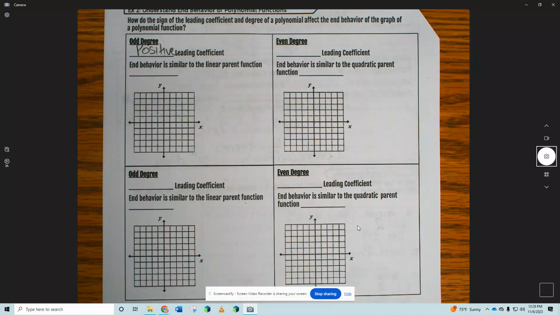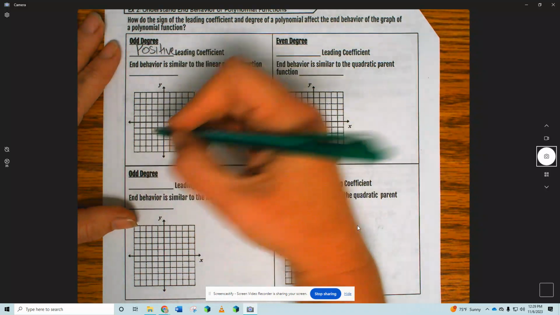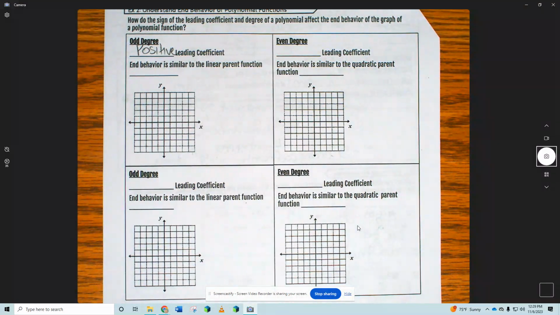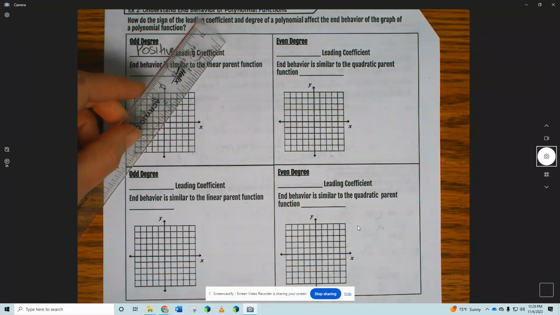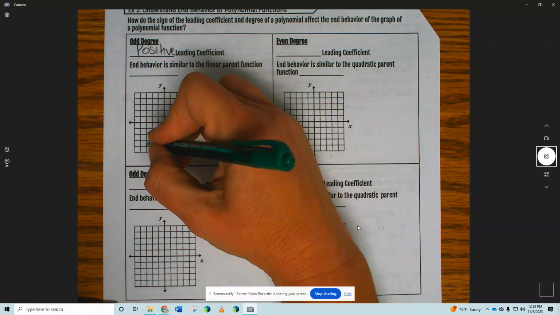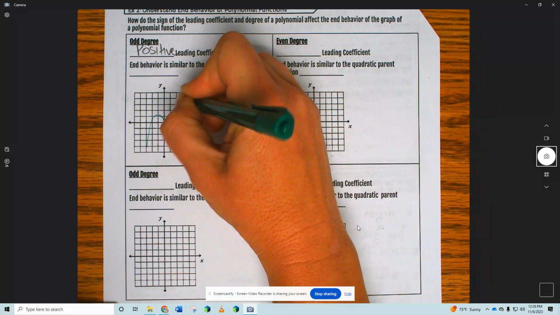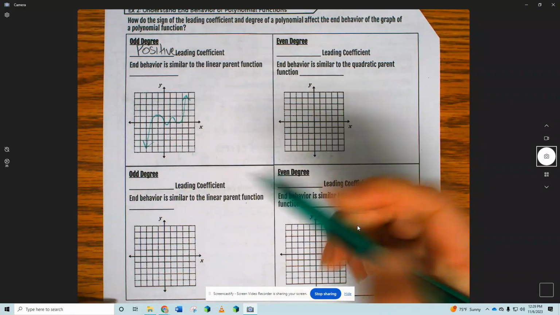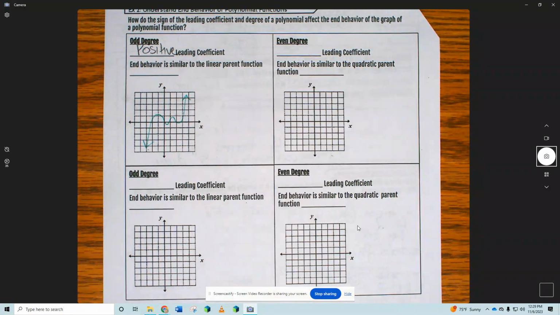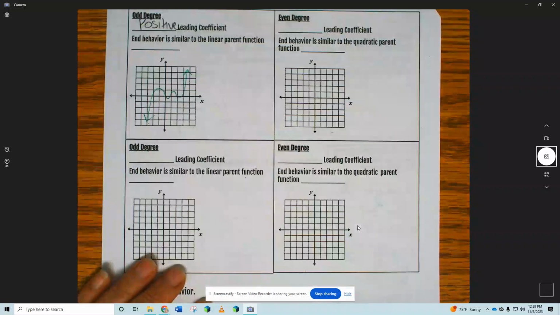Here we go. It's going to look like this. I don't care how many wiggles you put in the middle. Doesn't matter to me, guys. But odd positive is going to go upward. Let me get my ruler so you can remember. So it starts down here, and you can do zigzags to your heart's content as long as it's going down left and up right. Because it looks odd.